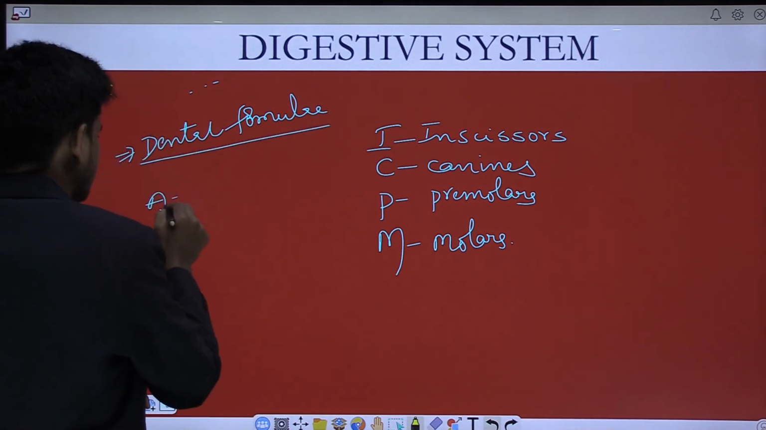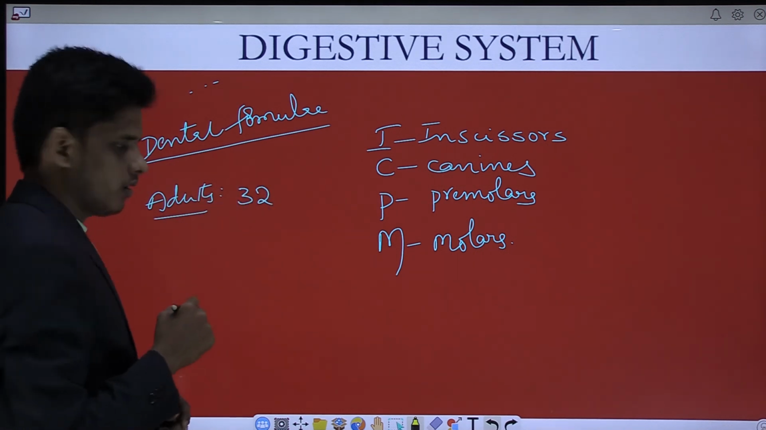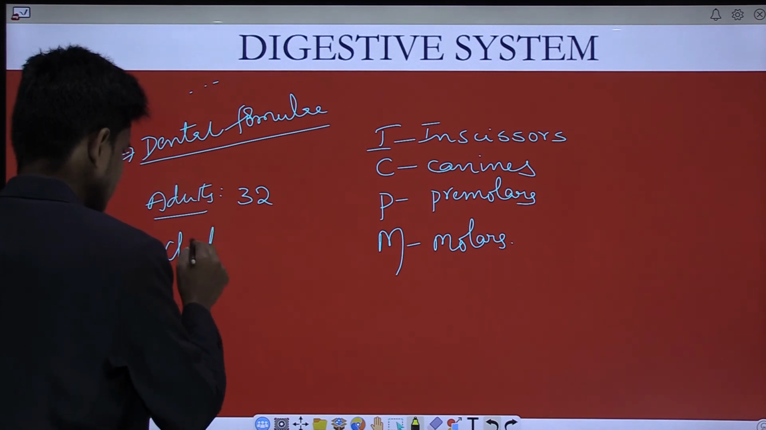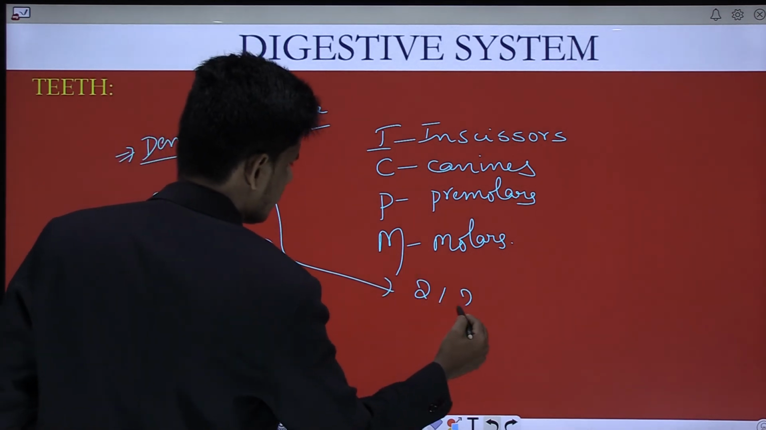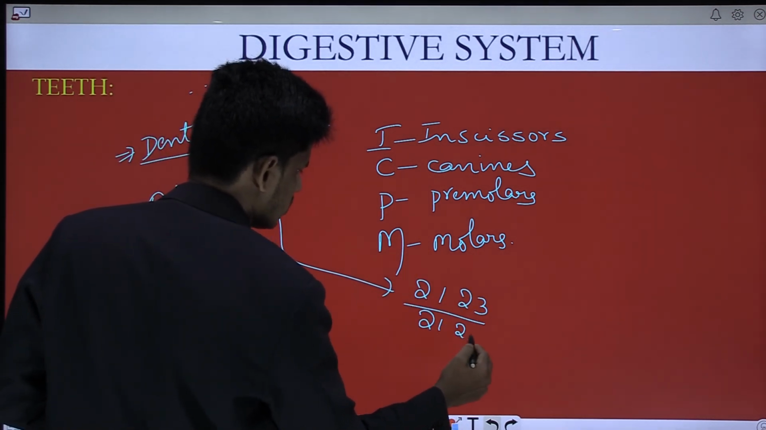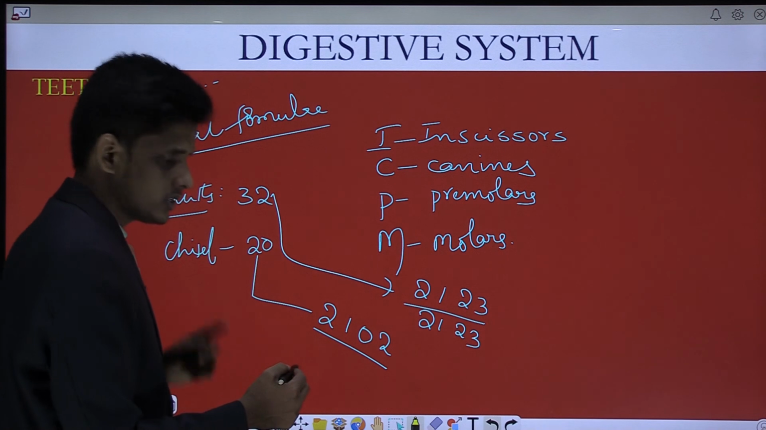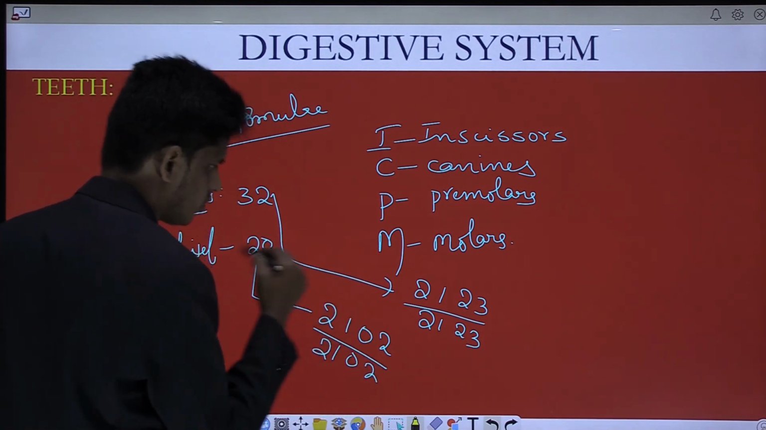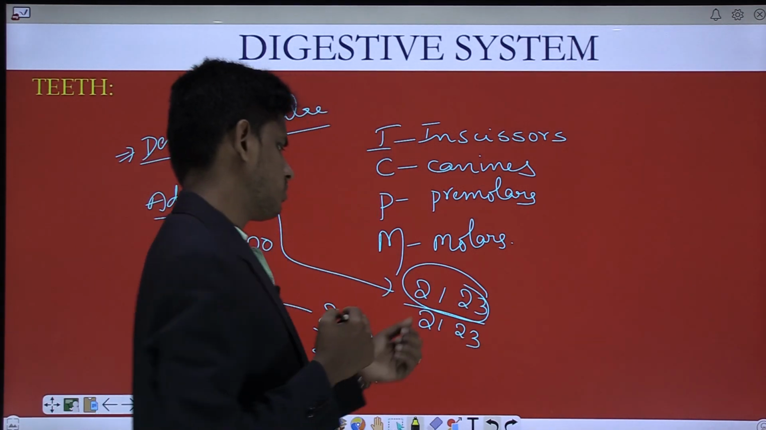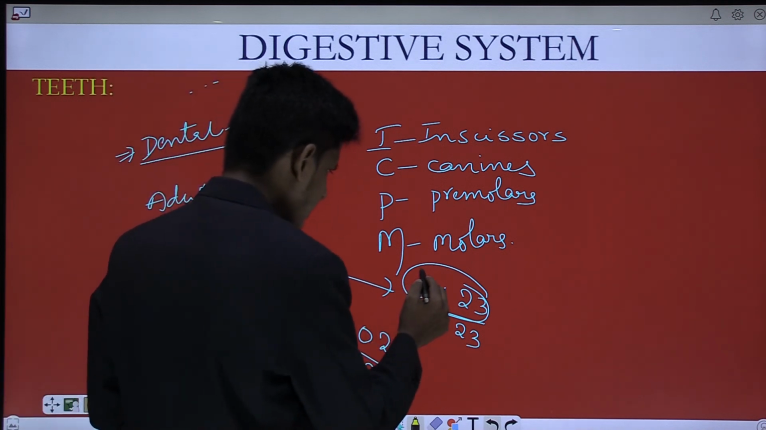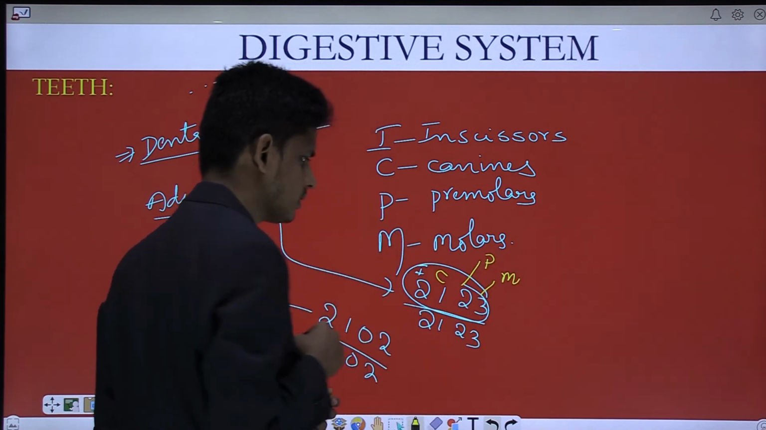In adults we can see there are 32 teeth. In a child we can see there are only 20, and these can be given in a formula. That is 2123 by 2123, and for the child, 2102 by 2102. This is the dental formula of human beings. For instance, these numbers indicate incisors, these indicate canines, these indicate premolars, and these indicate the molars. Fine.